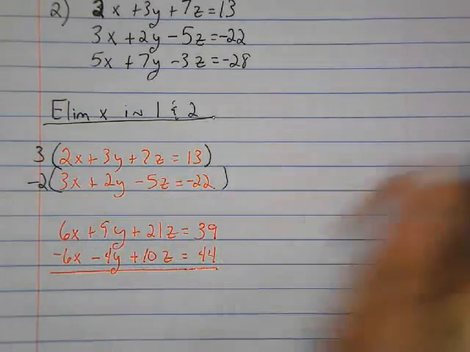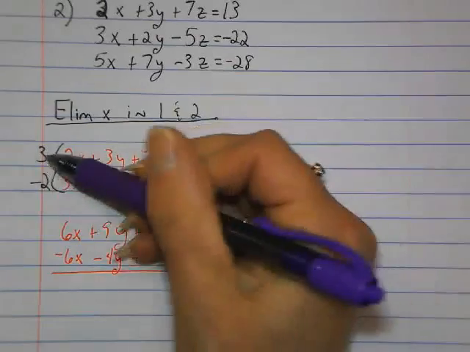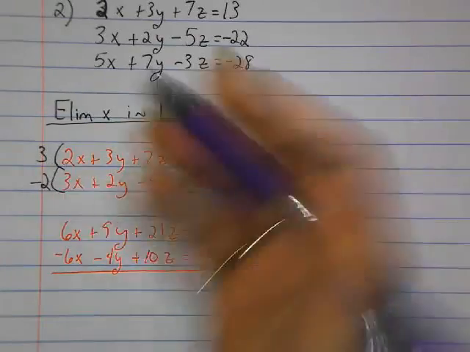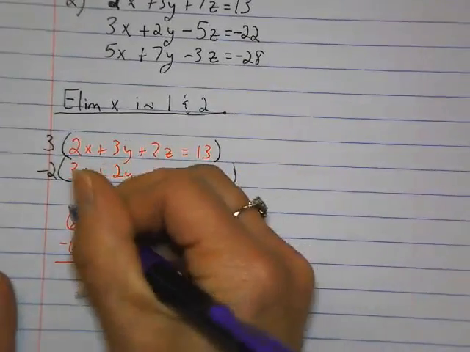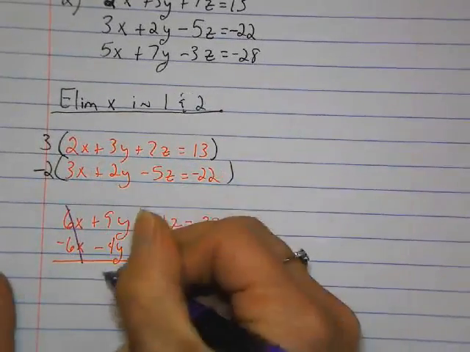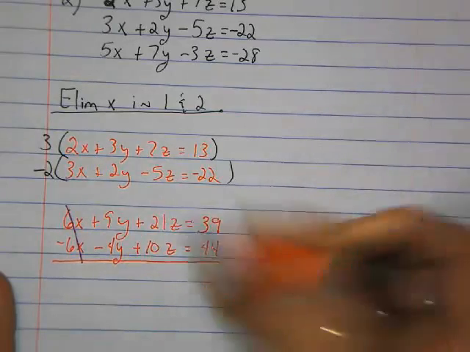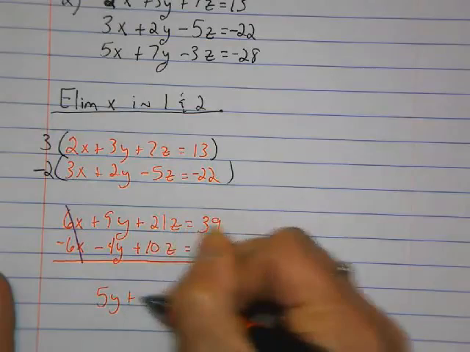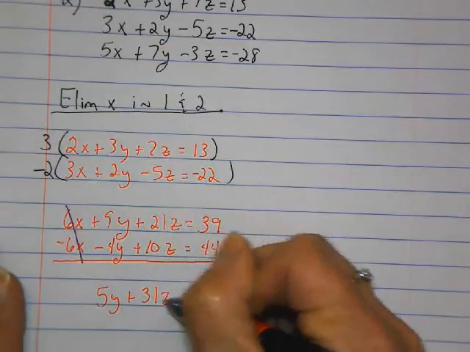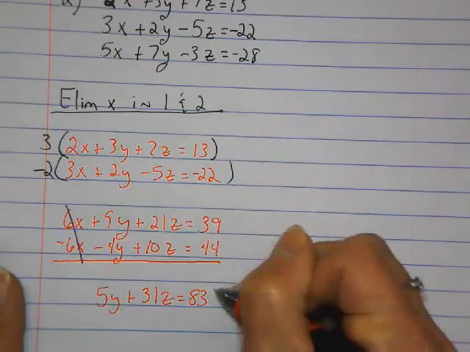Now, it doesn't matter if you had done negative 3 and positive 2. In the end, it all comes out okay. So the x's cancel like I needed them to, and I get 5y plus 31z equals 83. Well, that's a beautiful looking equation.